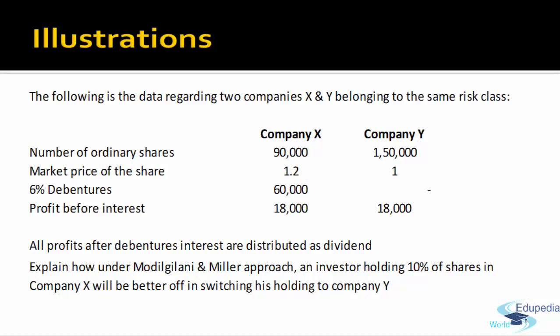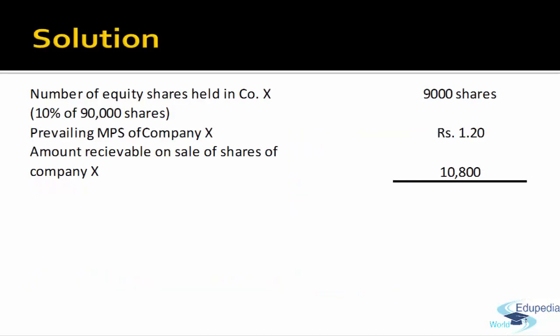So let's take that there is an investor A who has 10% of the investment in Company X. Company X has 90,000 equity shares. That means the investor has 9,000 equity shares. The investor will sell off these shareholdings at the current prevailing market price of the share. It is given that the prevailing market price is 1.20 per share. So by selling off these 9,000 shares, what is the amount receivable? Investor A will receive 10,800 on his shareholdings.